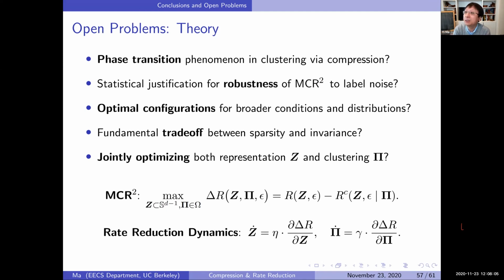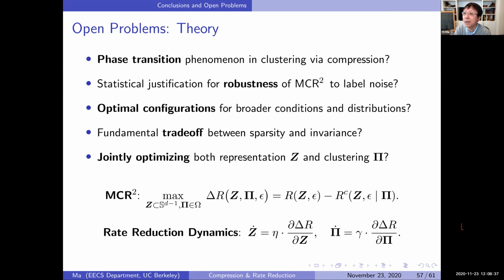Also, we did it with subspaces, which is what we care about, or Gaussians. But of course, in theory, you can ask what happens for other distributions, like Cauchy or Laplace, and whether they would give you a different configuration. I don't know, but the theory framework applies. Also, we noticed there's a fundamental trade-off between sparsity and invariance, and to my knowledge, nobody has studied it. There are tremendous things to ask.